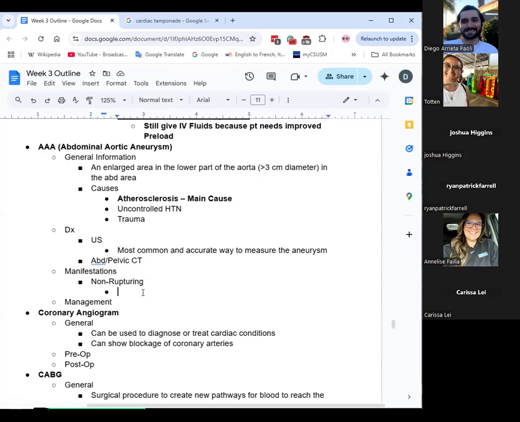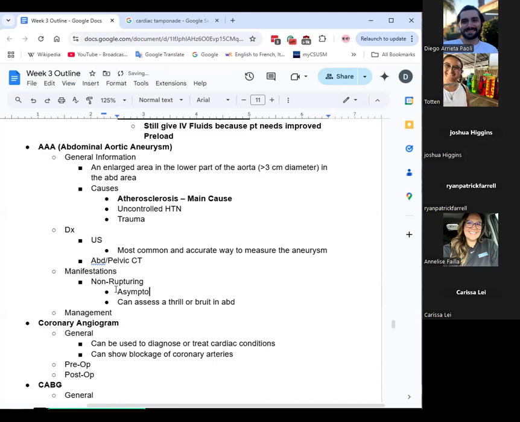Yeah, so the bruit, the swoosh, the pulse. So this person can have a thrill or bruit assessed in the abdomen. Possibly, especially if they're thinner. Is the patient going to be suffering from any symptoms, complaining of anything, if it's for sure non-rupturing? Yeah, so this is usually asymptomatic, but it's all about monitoring and making sure that they don't become symptomatic.